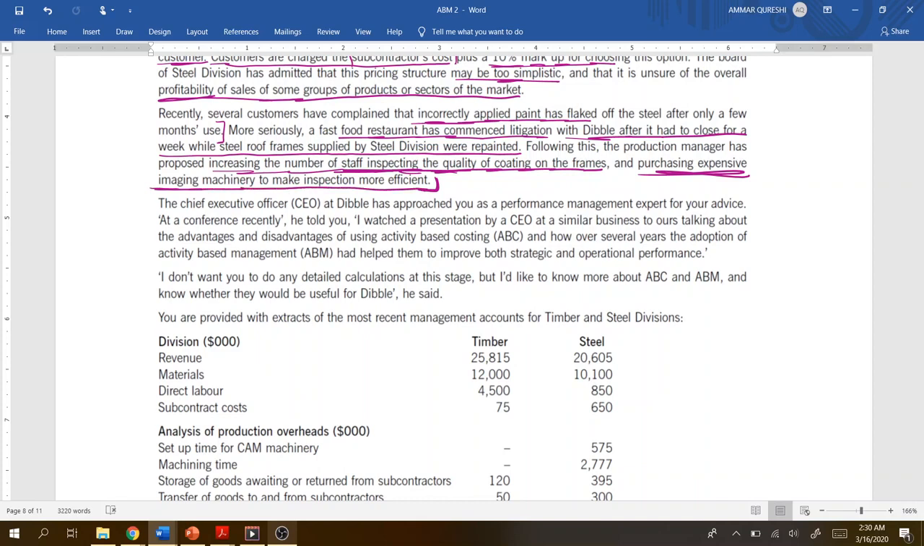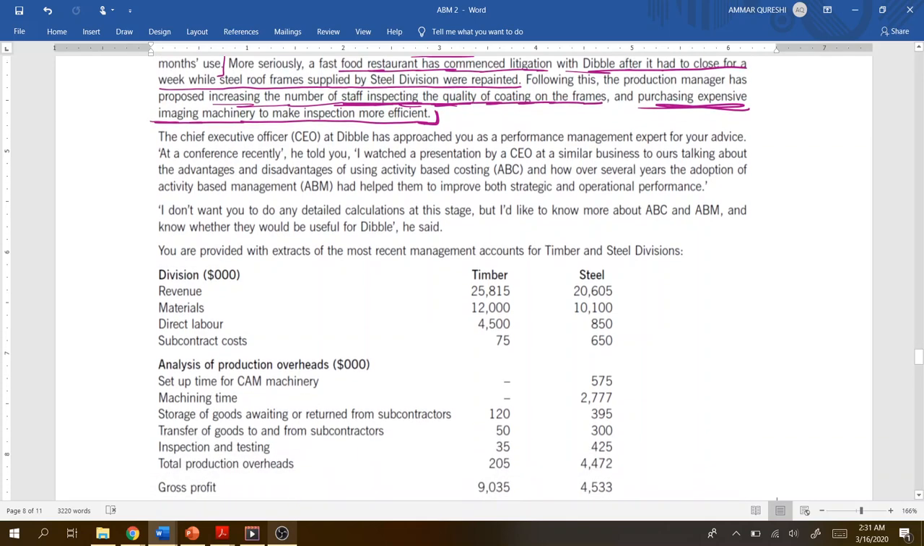Probably it relates to what we studied in TQM, which says that there is a prevention cost and an appraisal cost. It's better to spend on prevention rather than appraisal. So the company is actually spending on appraisal rather than prevention. The company is spending more on inspection. It would be a good idea if the company spent some money on preventing the issue, fixing the issue, right? Let's see what else we have.